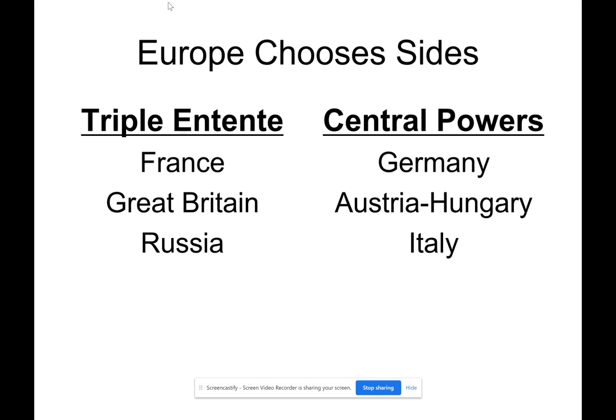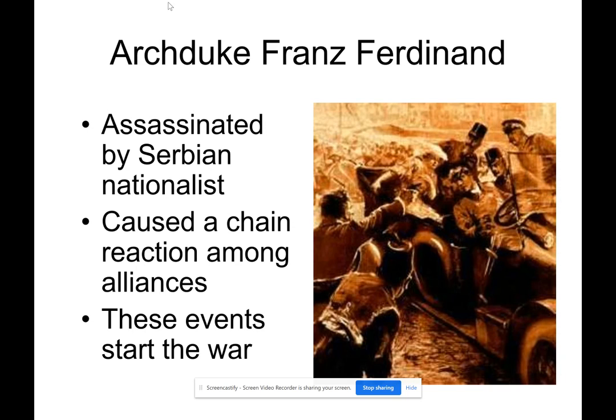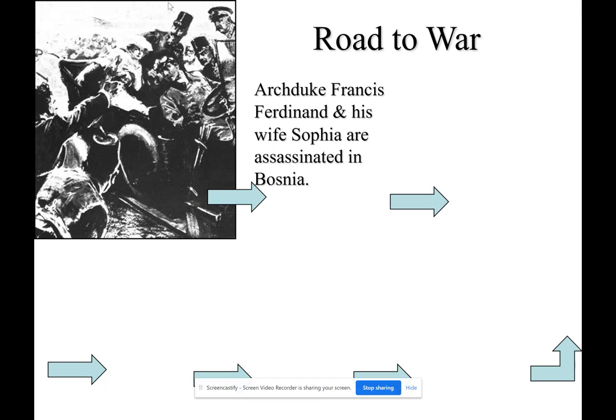So Archduke Franz Ferdinand is assassinated by Serbian nationalists, and this causes a chain reaction among the alliances. Everybody takes this personally and sees it as a direct threat or a direct attack to the entire alliance, and these events start the war. So let's fill in this timeline. We have Archduke Franz Ferdinand and his wife Sophia. They are assassinated in Bosnia.